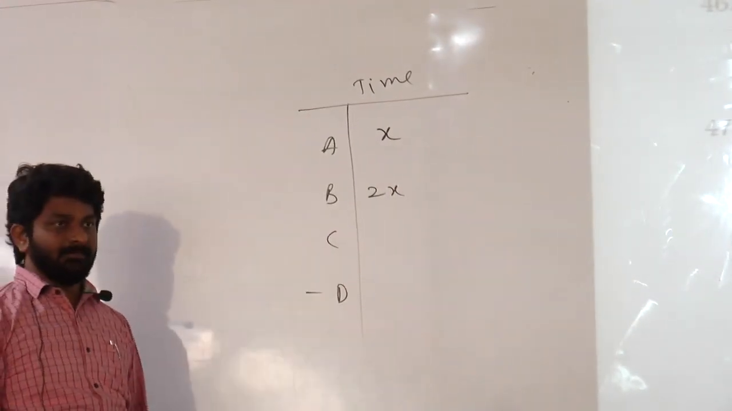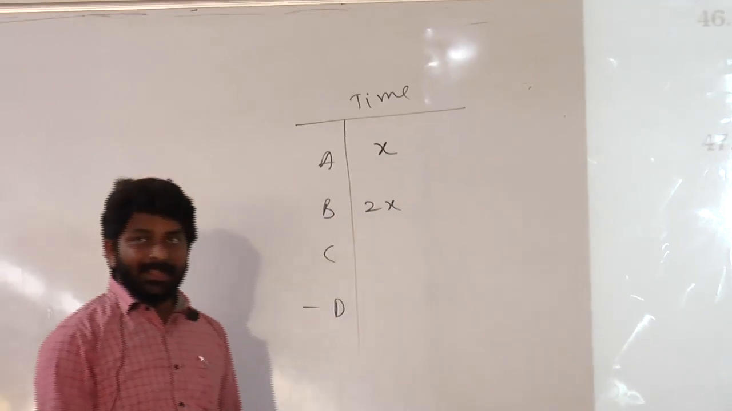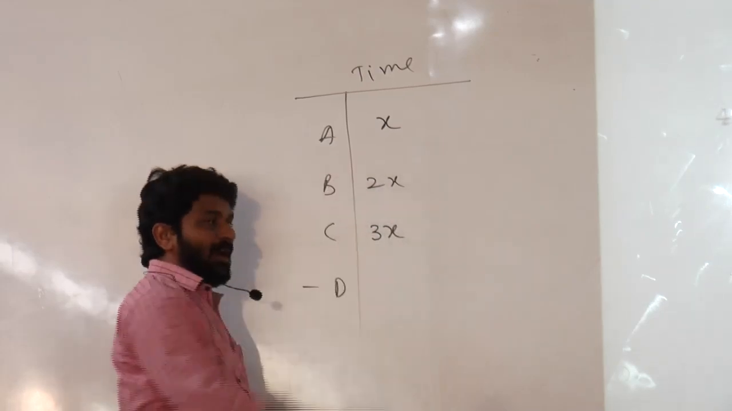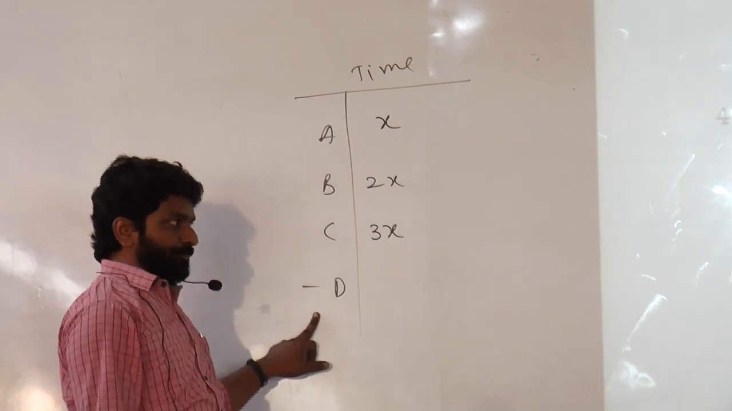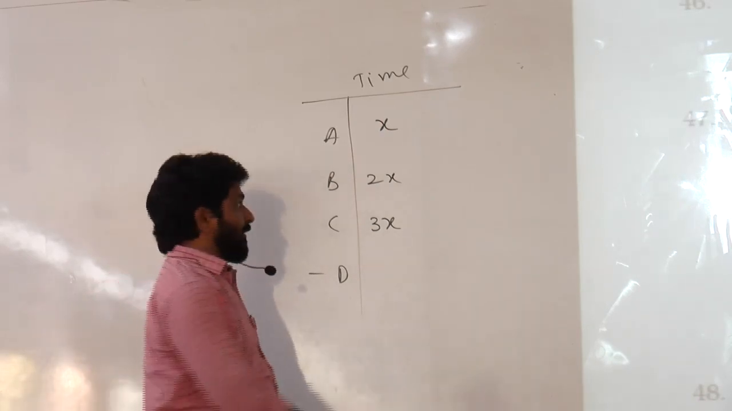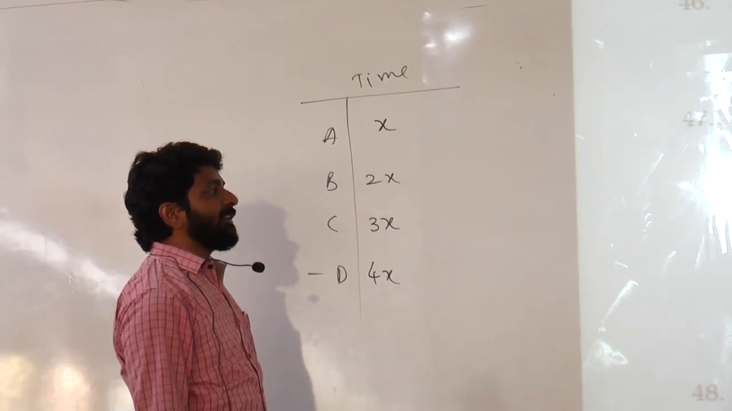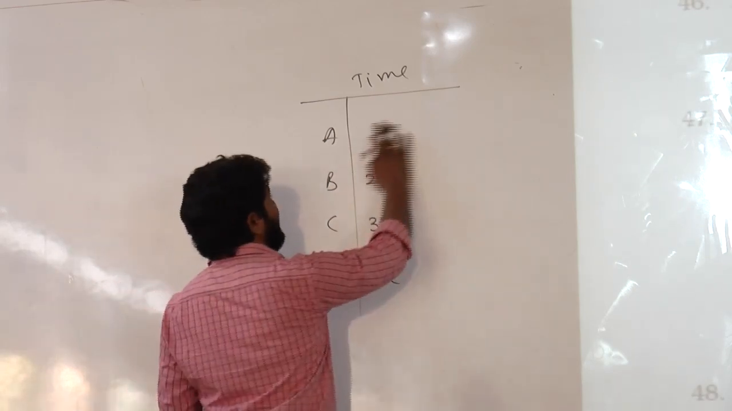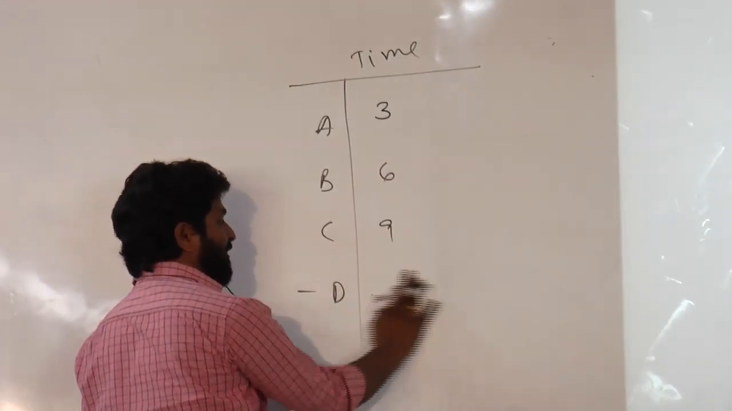You are talking about time. And next, C takes 1.5 times the time taken by B to fill the empty tank. 1.5 times 2x is 3x hours to fill the tank. Next, the time taken by D to empty the full tank is double the time taken by B to fill the tank, which is 4x. If the time taken by A to fill the empty tank completely is 3 hours, in the sense, x is equal to 3 hours. So 2x is 6, 3x is 9, 4x is 12.